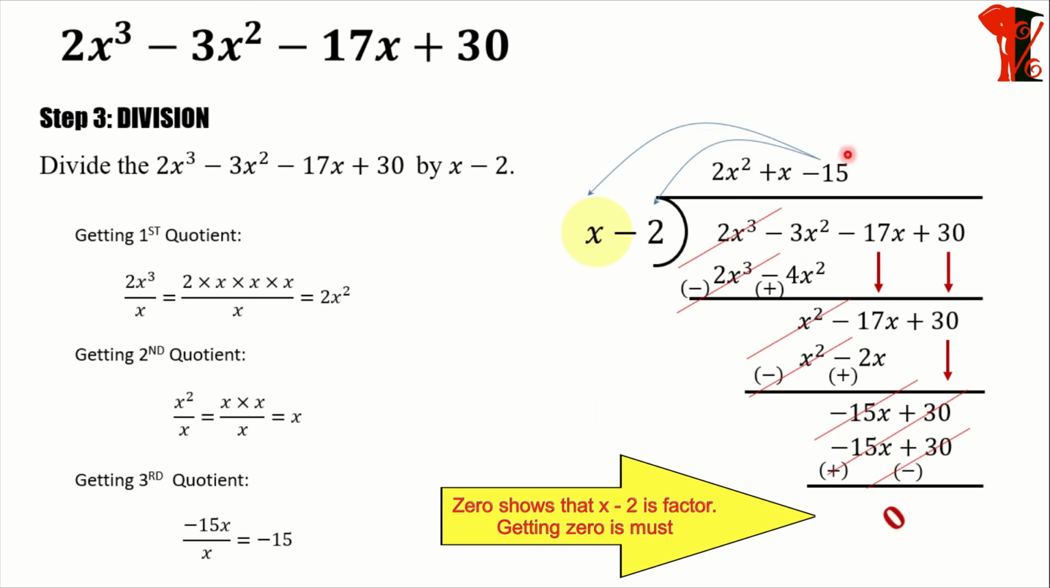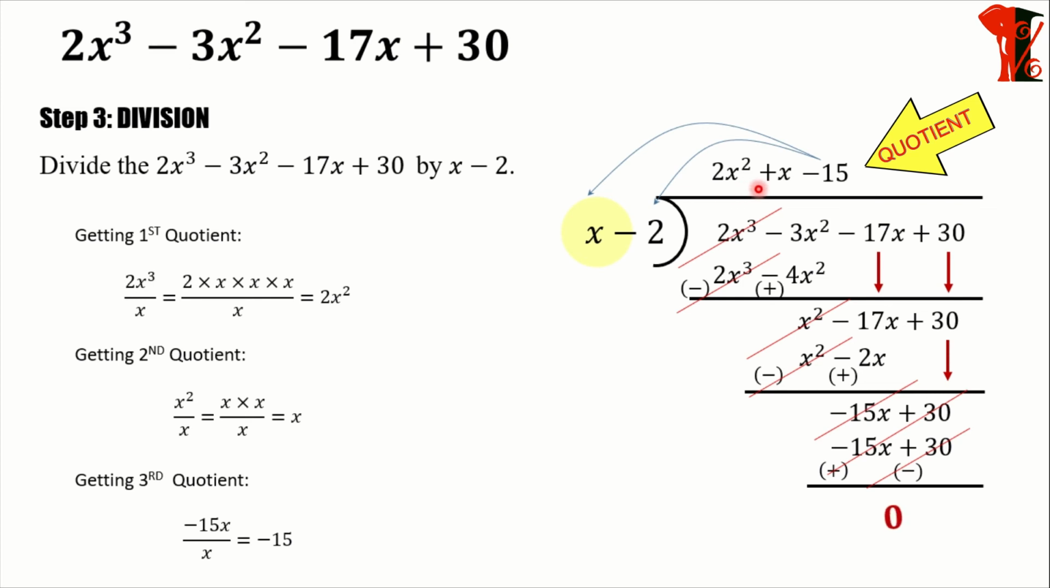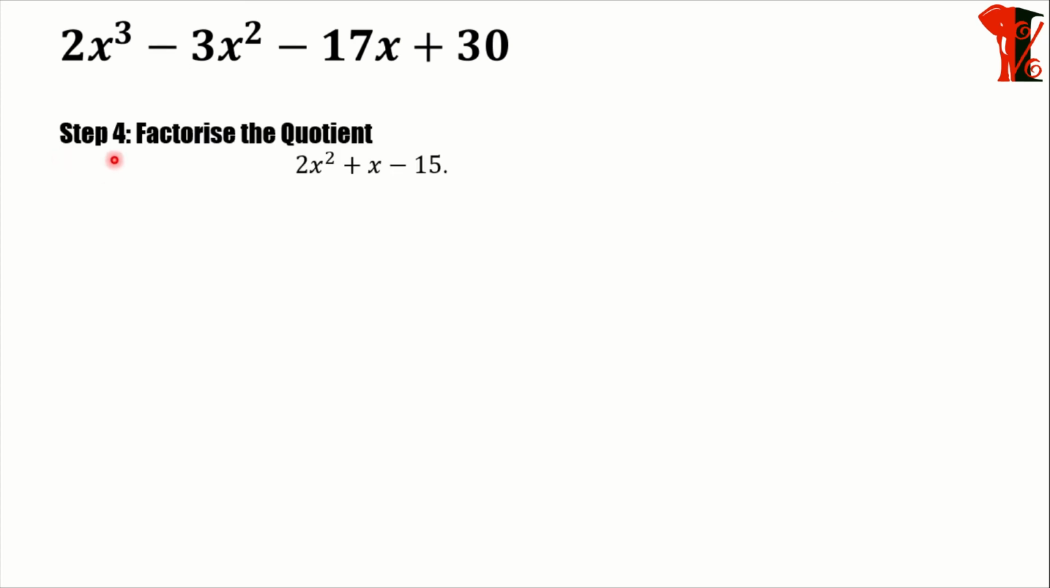What's the next step? We know that we have to factorize the quotient. Here the quotient is 2x square plus x minus 15, correct? So let us do it in the next step. So step 4, factorize the quotient. So 2x square plus x minus 15. Correct? So we are going to use splitting the middle term.